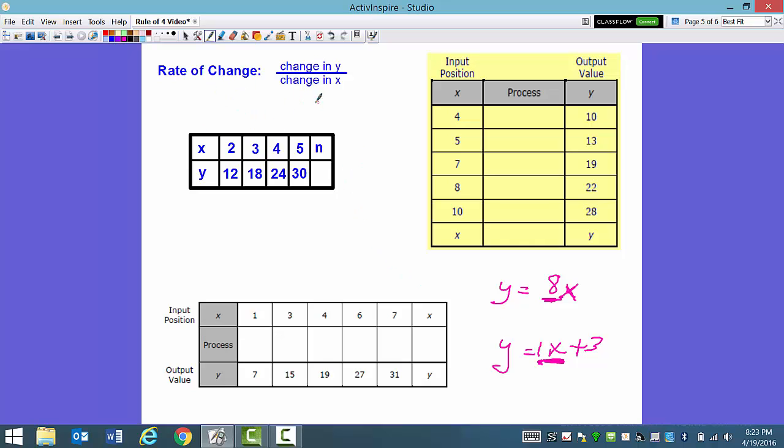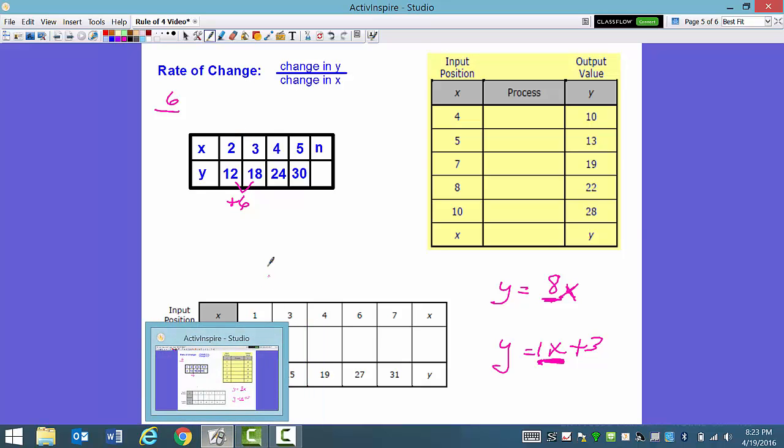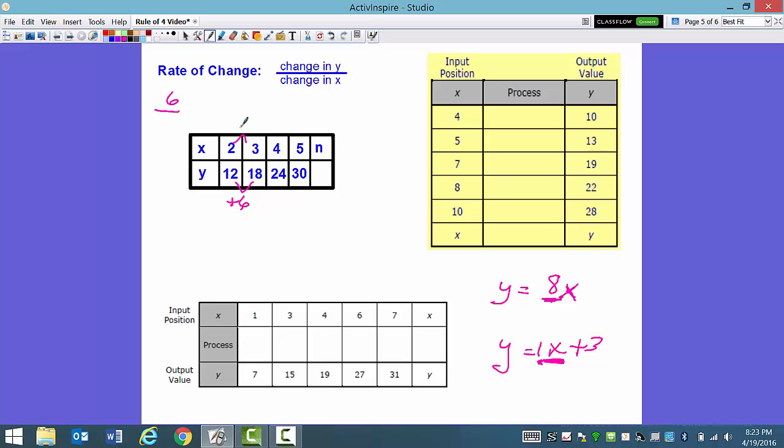Rate of change is going to be the change in Y. So if I go from 12 to 18, my change is that I'm increasing by 6. So that's my rate of change, 6. And my change in X, if I go from 2 to 3, my change is it's increasing by 1. So my rate of change is 6 over 1, which I can simplify to just 6. This is my coefficient. So for my equation, it's going to be Y equals, and I know my coefficient to X is 6, so it's going to be 6X.